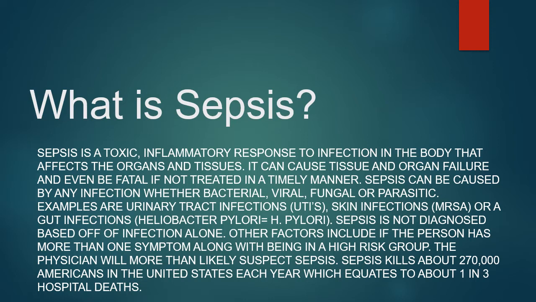Examples are urinary tract infections or UTIs, skin infections like MRSA, or a gut infection like Helicobacter pylori or H. pylori. Sepsis is not diagnosed based off of infection alone. Other factors include if the person has more than one symptom, along with being in a high-risk group. The physician will more than likely suspect sepsis in this case. Sepsis kills about 270 Americans in the United States each year, which equates to about 1 in 3 hospital deaths.